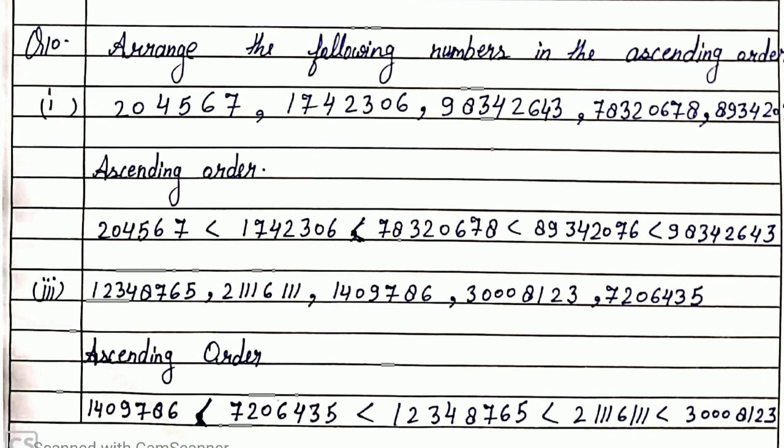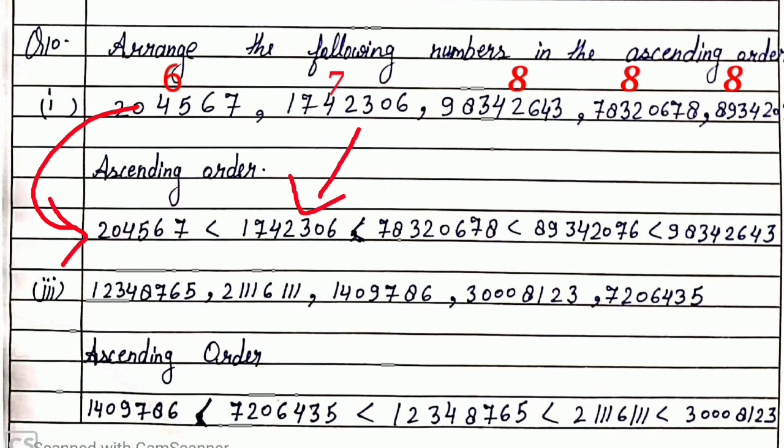Now here you can see the first number has 6 digits, this one has 7 digits, and all the rest have 8 digits. The number with 6 digits will come first. The next number has 7 digits, which is greater than this, so it comes next. Now the remaining 3 numbers all have 8 digits.